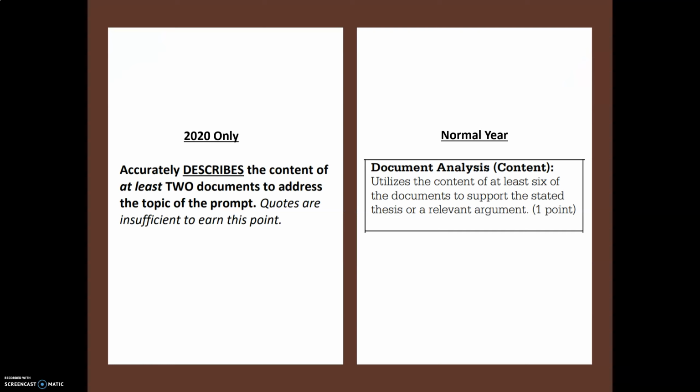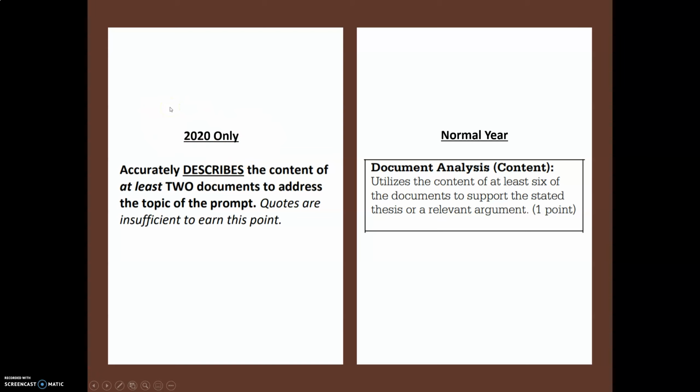Now, in a normal year, one of the key points of the rubric is that you have to analyze the documents. Obviously, you're going to do that this year as well, but it's a little bit different. In a normal year, you have to utilize the content of at least 6 of the documents to support the stated thesis or relevant arguments. So you're going to use at least 6 of the documents to support your claim that you're going to make at the end of your first paragraph. That's a normal year. This, obviously, as we know, is not a normal year.